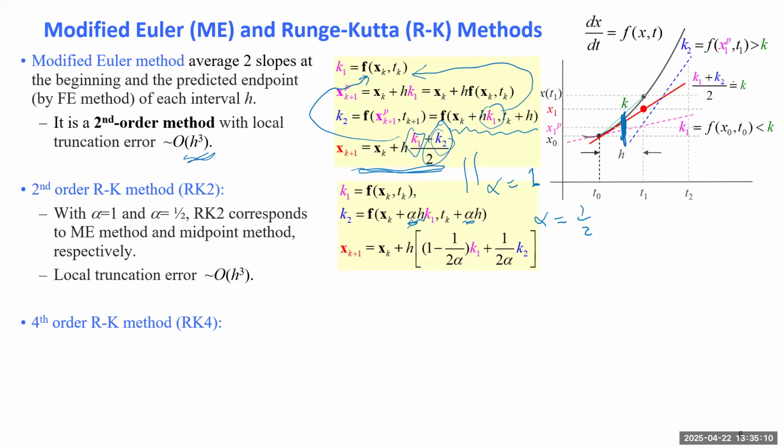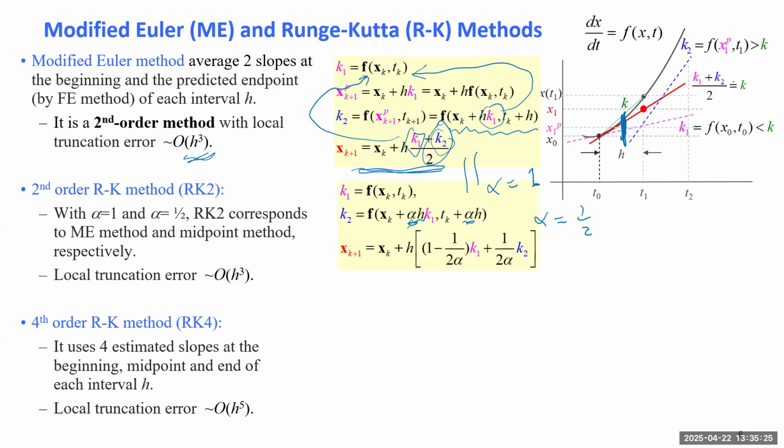Last one is the fourth order Runge-Kutta method. It is basically equivalent to a Taylor series expansion up to the fourth order derivative. It needs to estimate four slopes at different locations, then average those slopes to give you a better prediction of the true slope K. The truncation error will be of fifth order.